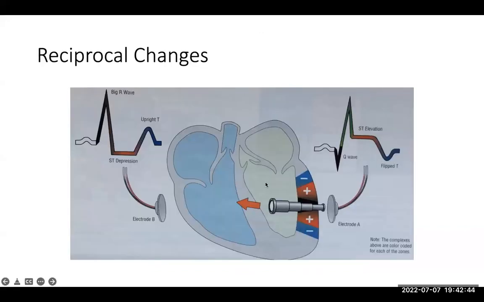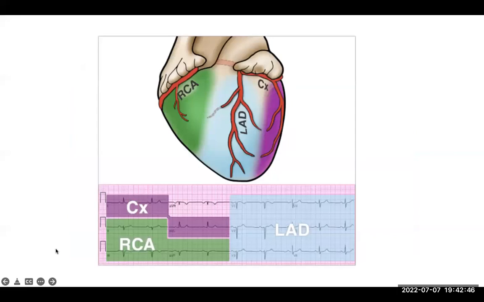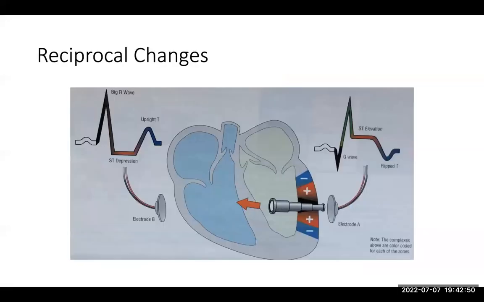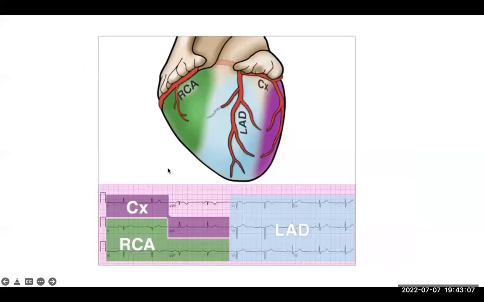When you have an ST segment elevation in one region, the opposite side shows ST segment depression, and this is what you call reciprocal changes. So we'll see later on, for example, if you have lateral ST segment elevation, the inferior leads will show ST depression, and those are called reciprocal changes.